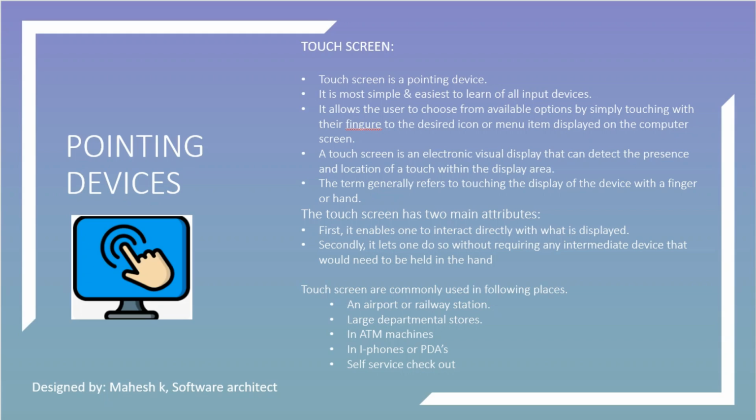What it means is that with this pointing device we can directly touch the screen with our hand or finger, and it does not require any mouse, keyboard, joystick or light pen to interact with the icons. Touch screens are commonly used in places like airports, railway stations, large departmental stores, ATM machines, iPhones or PDAs, and self-service checkouts. So these are the pointing devices.